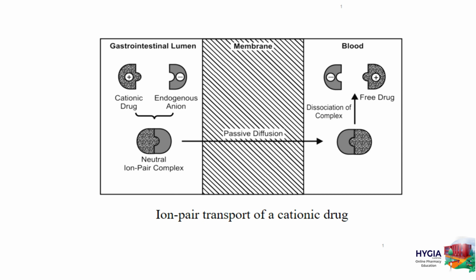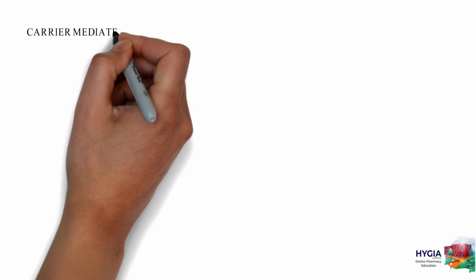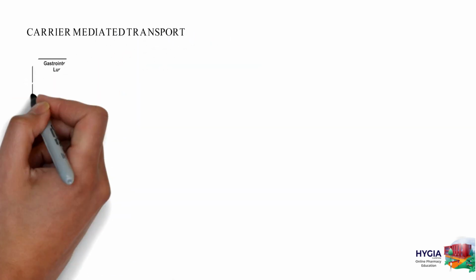So this is ion pair transport, where the drug ion makes a complex with the oppositely charged endogenous ion. Endogenous ions are the ions present in our body, in our GI fluid. The drug will make a complex with them, and this complex will be transported passively.